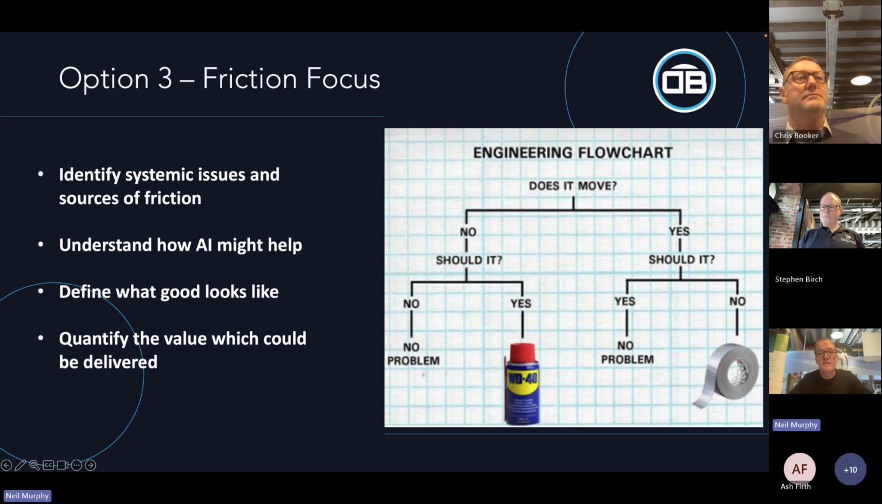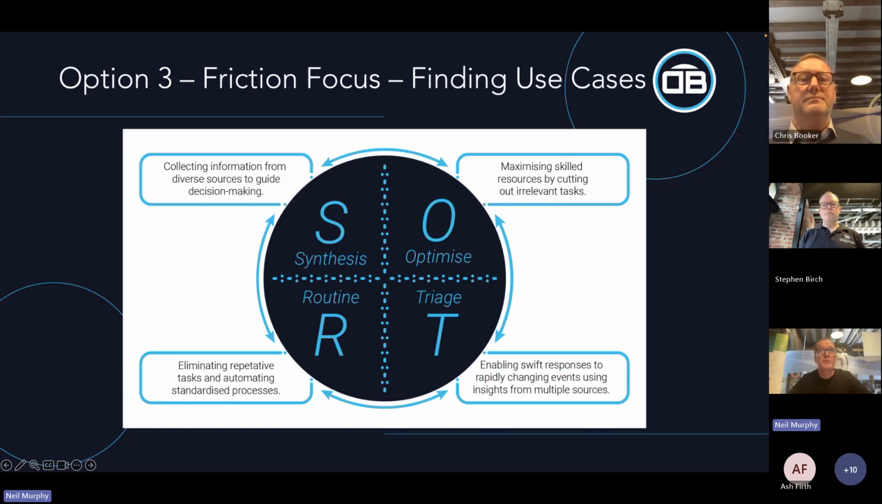So, in terms of this final approach, the friction focus approach, what we try and do there is look for opportunities within your organization for particular use cases. Don't think jobs, think tasks, think certain activities that are taking place across your organization where we may be able to apply AI. We've come up with this little model, our SORT model, which lets us identify certain tasks. So we've got synthesize, optimize, routine, and triage. I'm going to go through each of these, in terms of what we mean by them and maybe a few use cases.